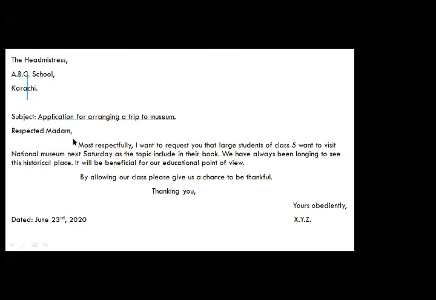Respected Madam, comma. This is the main body of your application. Then write Thanking you in the middle of the page, and on the right side of your copy you will write Yours obediently, XYZ, and date. The date will be written in front of the XYZ.